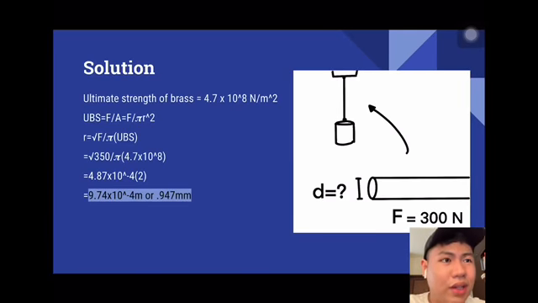Now if you plug everything in, you will get 4.87 times 10 to the negative 4. But you have to multiply that by 2 because we're looking for the diameter. So our final answer will be 9.74 times 10 to the negative 4 meters, or 0.947 millimeters.